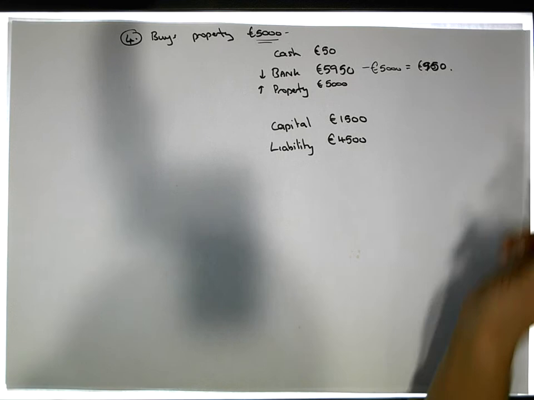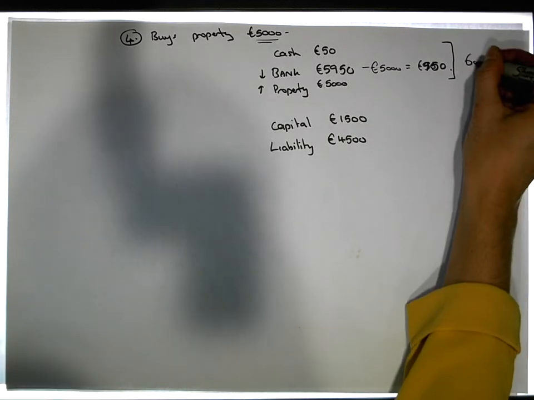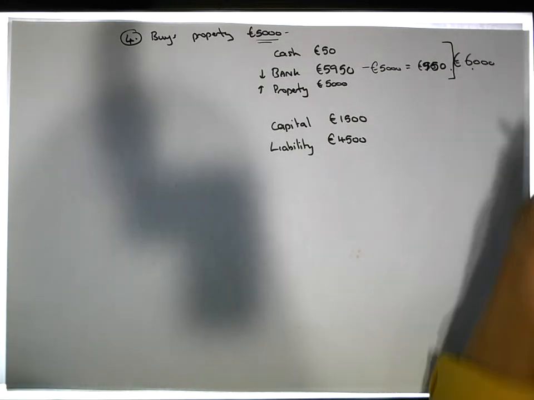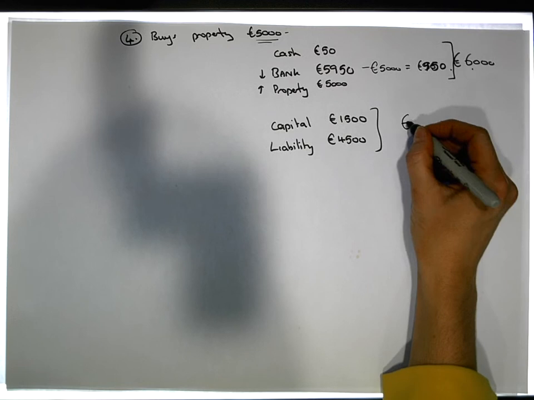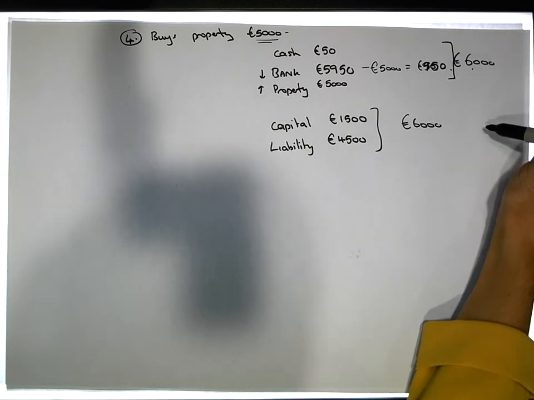Does our balance sheet equation still hold true? Our assets of 50 plus 950 plus 5 is still giving us 600, so our assets are still coming to 600, and our capital is still coming to 600. So our assets still equal our capital and our liabilities.